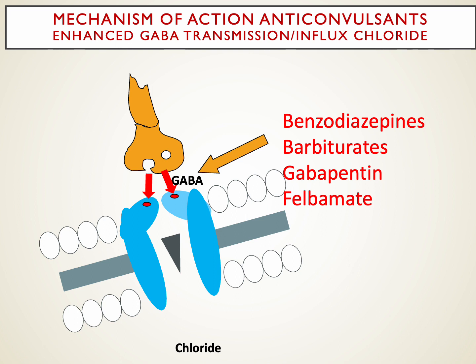We see this as the primary activity of the benzodiazepines. We also see it for the older barbiturate agents. We see it for gabapentin, and we see it for felbamate and a few other agents as well. So the GABAminergic agents, GABA, gamma aminobutyric acid, minergic meaning mimicking GABA agents, are also used to slow nerve conduction.